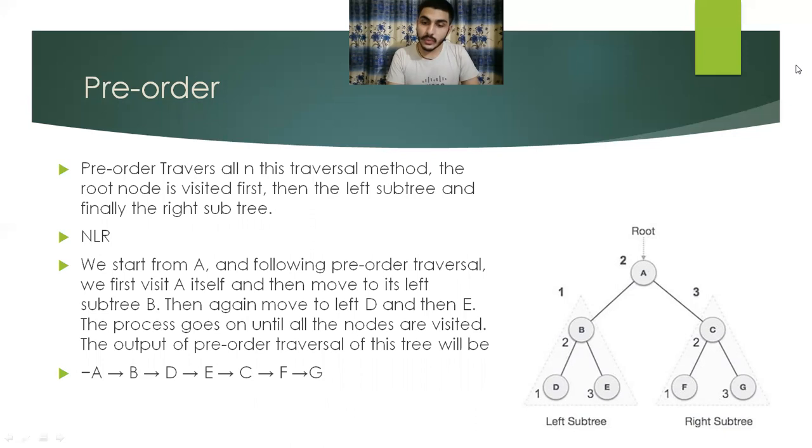Then we will move A, node, N, then L we are finding here B, and then again we move to left, it means D, and then we go to right, N, L, R. The process goes on until all the nodes are visited.